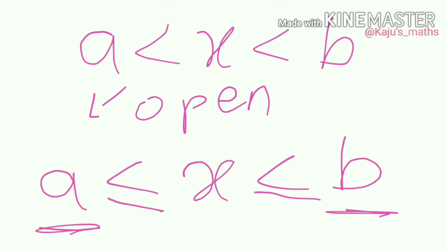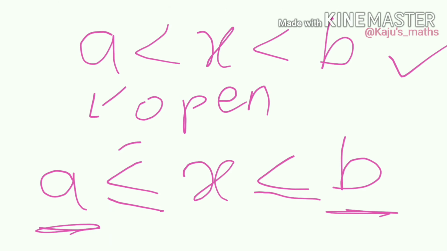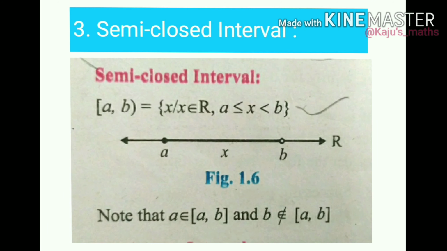The very important thing you need to remember is this condition. For an open interval, only the strictly less than symbol is there. For a closed interval, you have to use less than or equal to. And one more difference: for an open interval, you have to use round brackets, and for a closed interval, you have to use square brackets. So this is the difference.